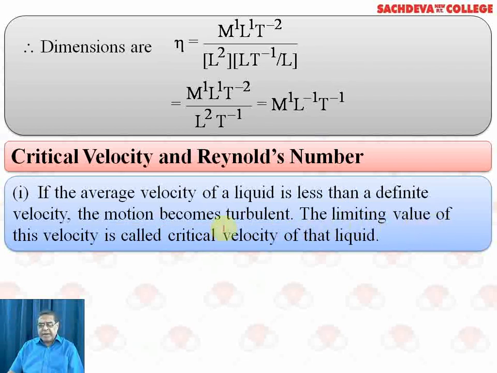The limiting value of this velocity is called the critical velocity of that liquid. Limiting value. So we limit the value of velocity. We change the speed and we come to the limiting value. And that limiting value is called the critical velocity of the liquid.